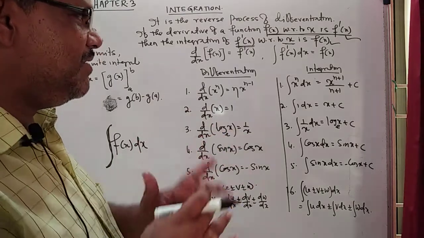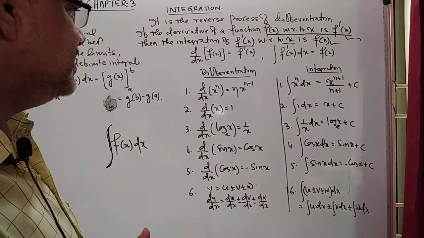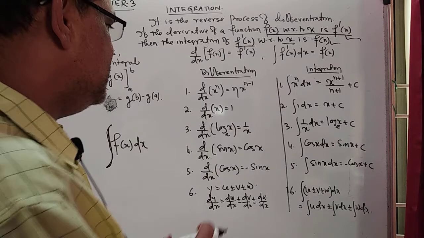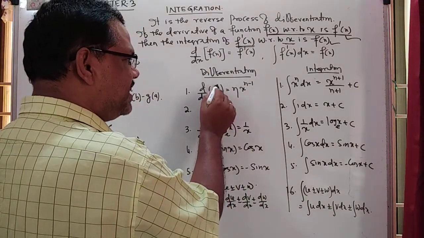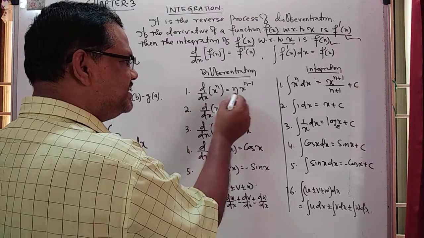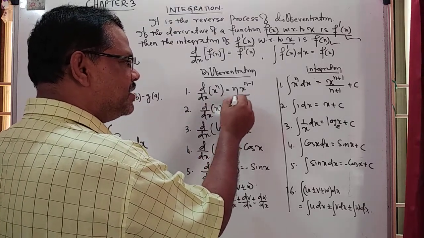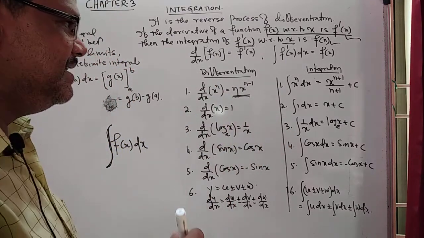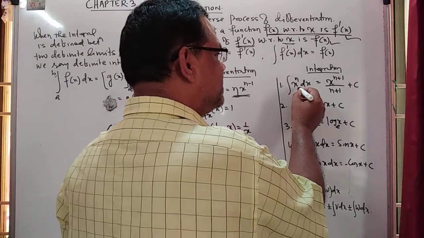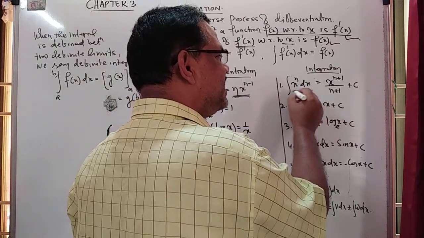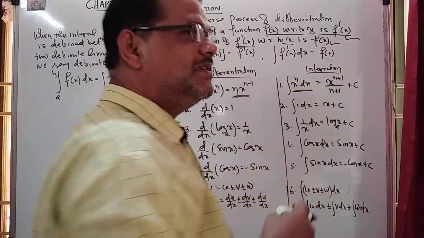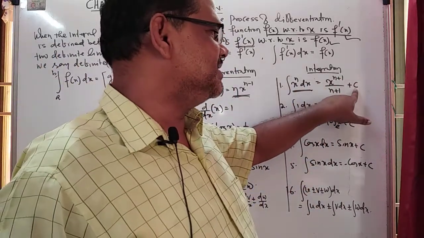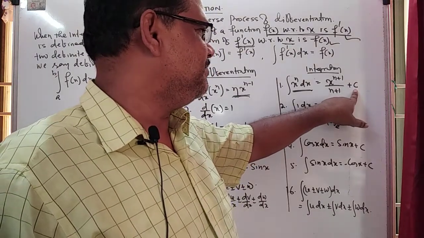In the same manner, I am comparing differentiation with integration. The derivative of x to the power n with respect to x was n times x to the power n minus 1. You know it from the previous class. So the integration of x to the power n dx equals x to the power n plus 1 upon n plus 1, plus c, the constant of integration.